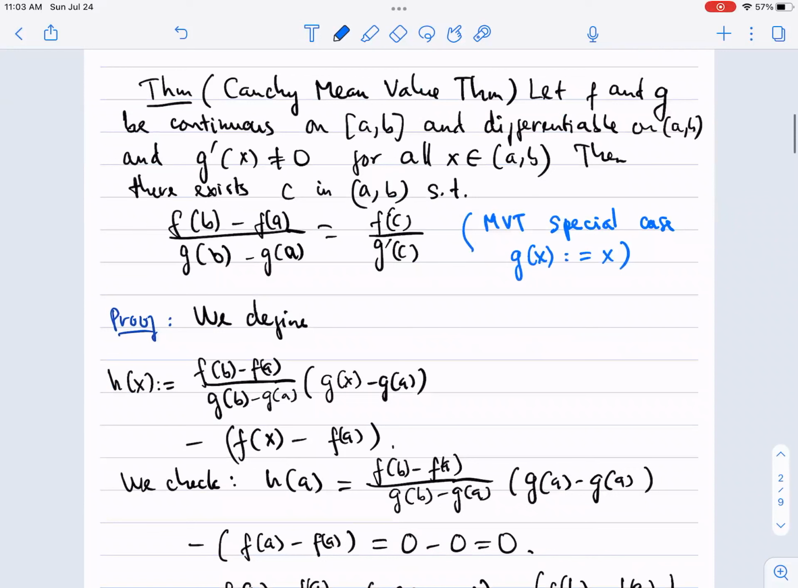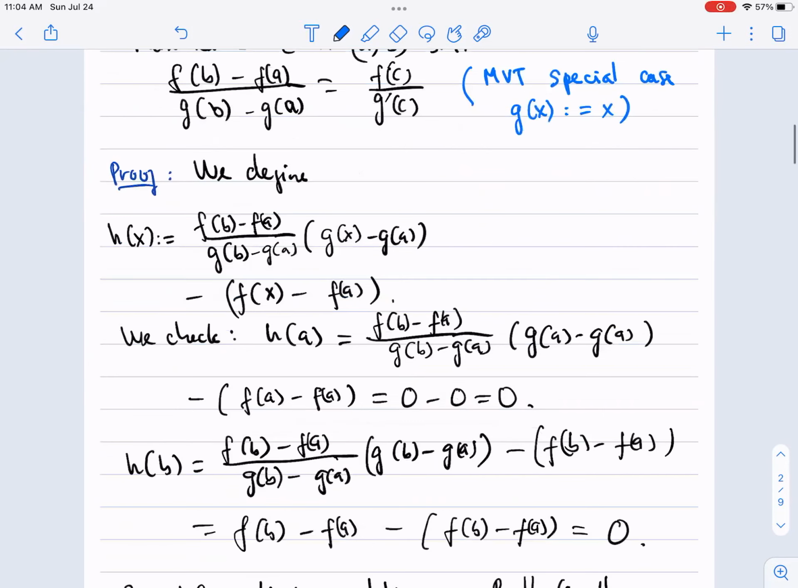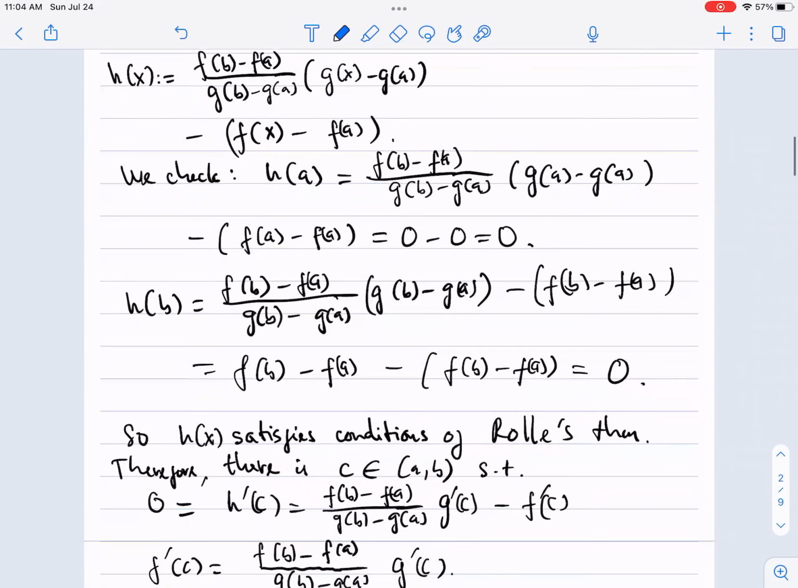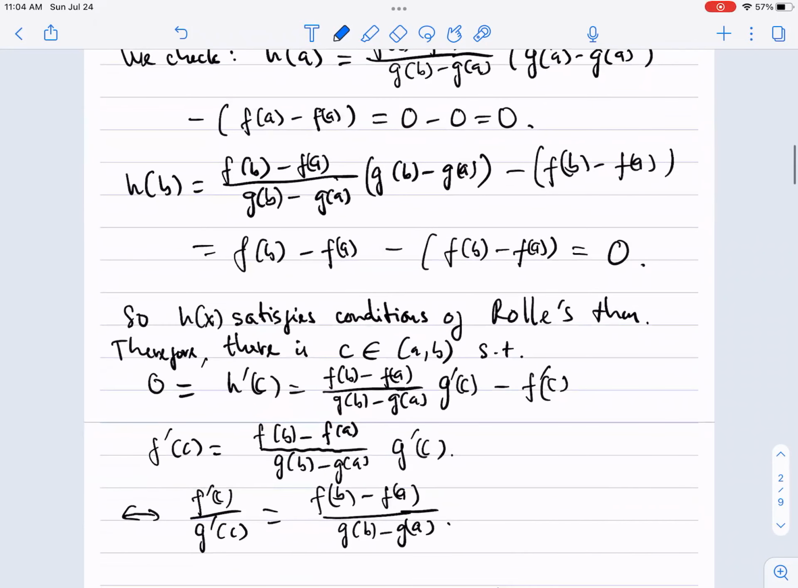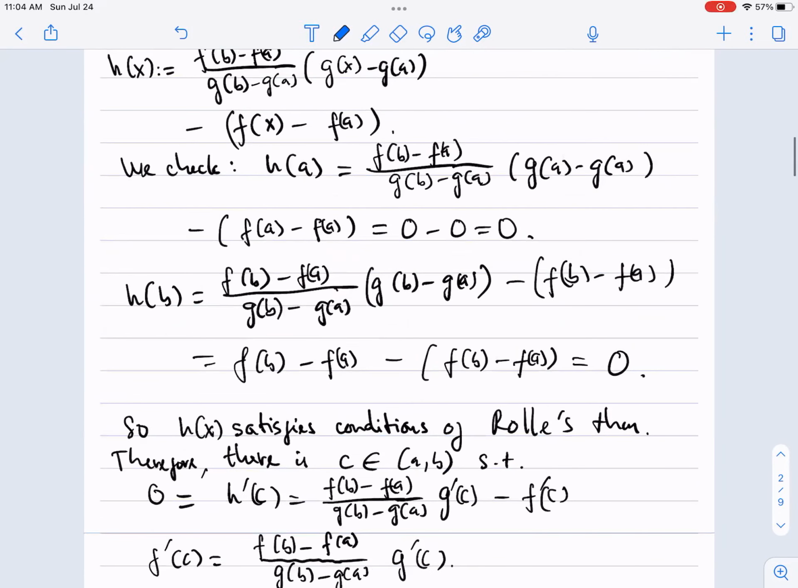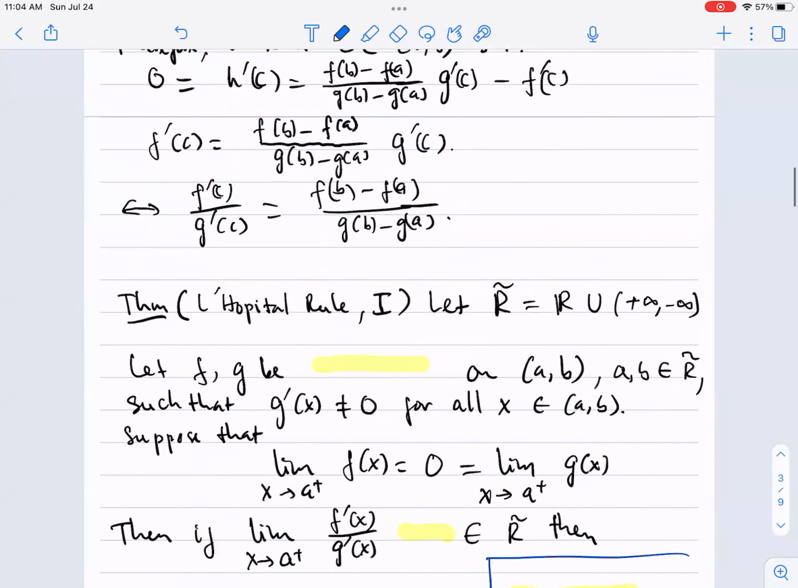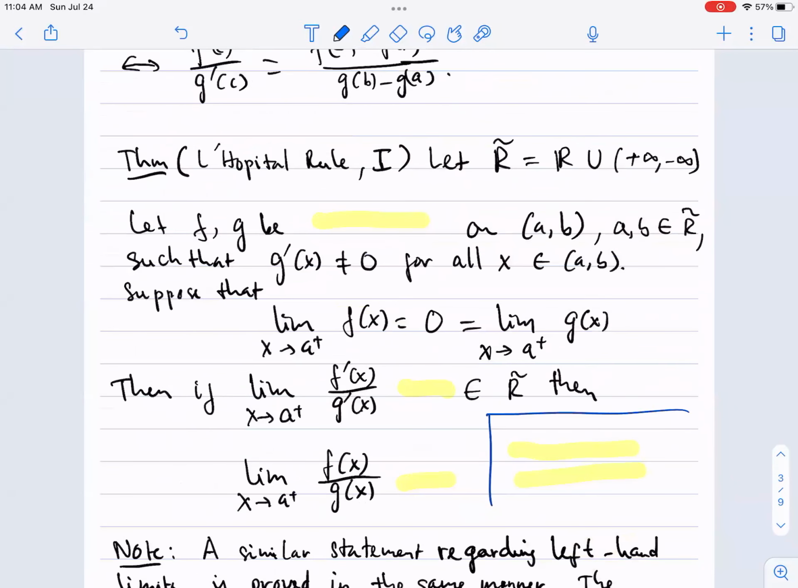And the Cauchy mean value theorem is again a generalization of that mean value theorem. The proof here is basically in the same spirit as what we saw earlier, using Rolle's theorem and the construction of an auxiliary function. Now we can establish the first version of L'Hopital's rule.